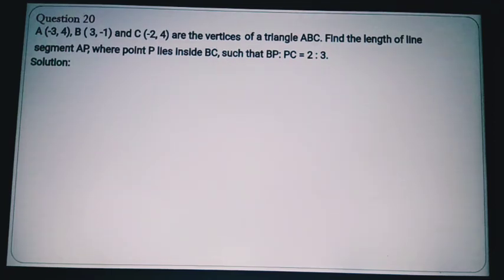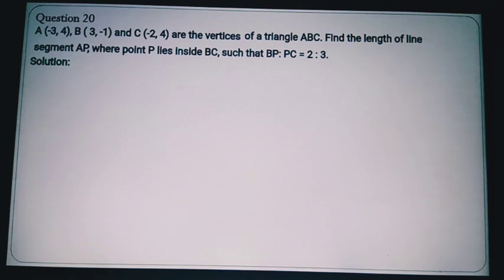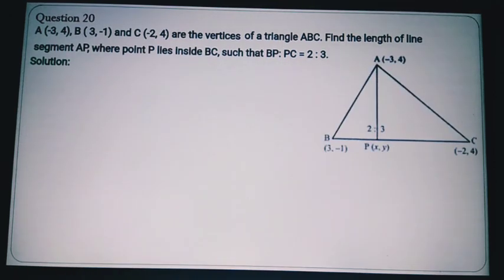So today we will continue our work with exercise 13a. Till yesterday we looked at question number 19. Today we'll continue with question number 20. The question says A, B and C are the vertices of triangle ABC, and the coordinates are mentioned here. Now you need to find the length of the line segment AP, which lies inside BC, such that BP to PC is 2:3. So let's try to understand this using this particular diagram.